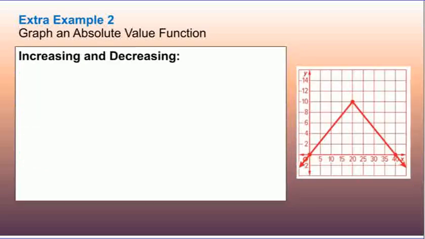Moving on to the next key features, we have increasing and decreasing. So it's increasing when x is greater than or equal to 0, but less than or equal to 20.